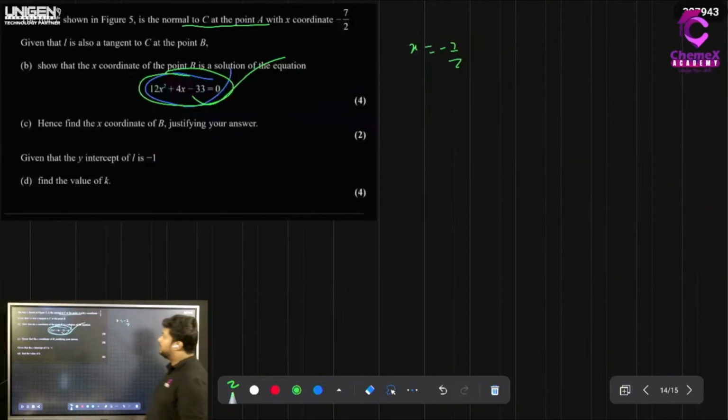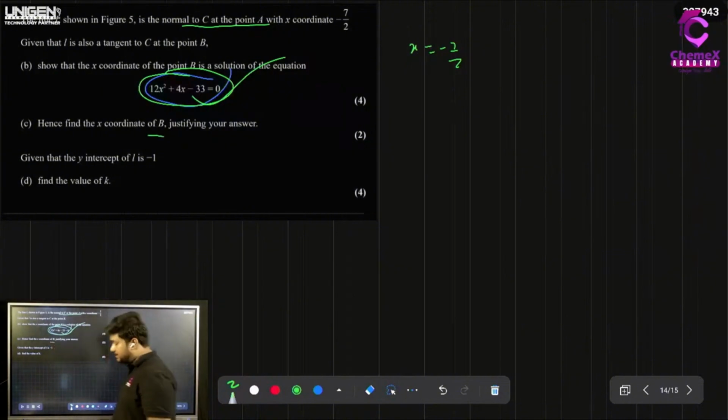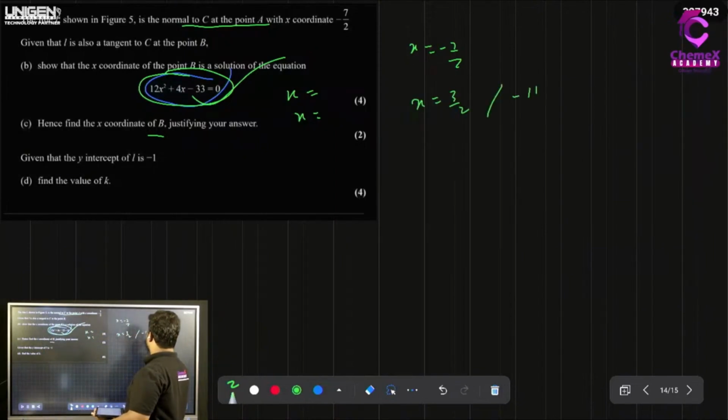So that's the x coordinate of B. Hence find the coordinate of B. So can you solve this quadratic and tell me the x values? Vivek, tell me. 12 and 4 and minus 33. It equals 3 over 2 and minus 11 over 6.